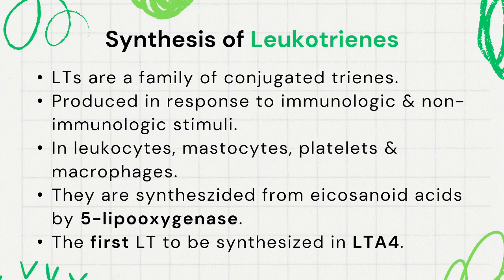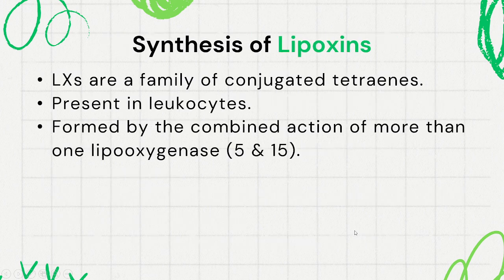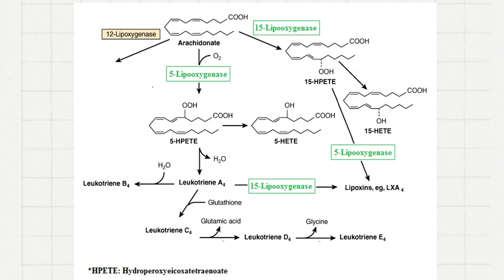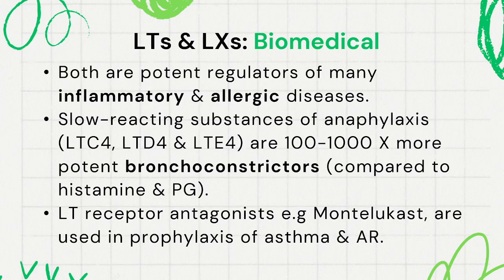The first leukotriene to be synthesized, the parent one, will be leukotriene A4. Lipoxins are a family of conjugated compounds also present in leukocytes, formed by a combination of more than one lipoxygenase, and these are the pathways for the lipoxygenases. The biomedical relevance of leukotrienes and lipoxins is that they are both potent regulators of many inflammatory and allergic diseases, including asthma and allergic rhinitis.